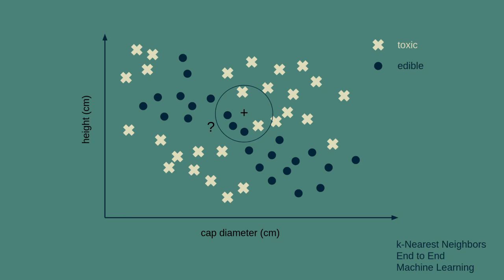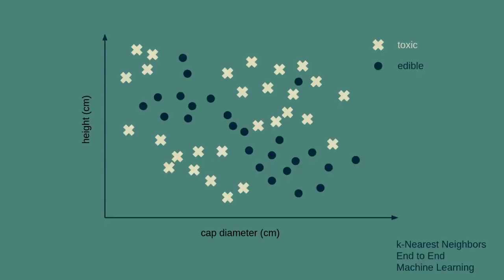But this illustrates the concept of k nearest neighbors. You find the nearest k data points and you have them vote on what the winning category is. Now, the choice of k makes a difference.